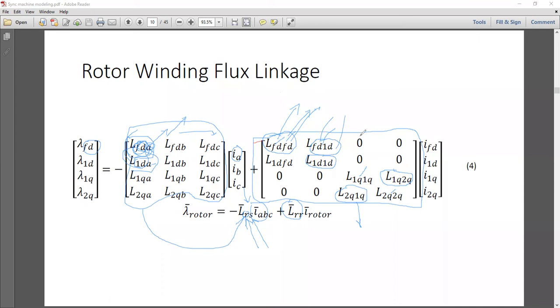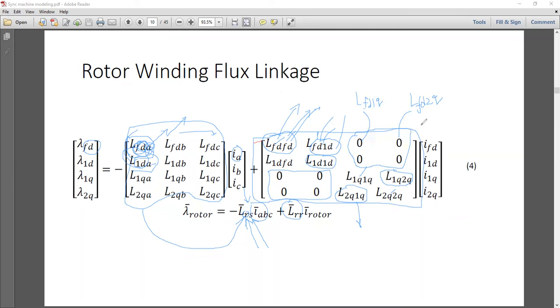Now, interestingly, we have some zero entries here. Can you explain why? And what are these actually? If you want to write this entry, what would you write? You would write something like LFD 1Q, and this one would have been LFD 2Q. Now they are entered as zeros. Can anyone explain why? Sir, are they shorted?